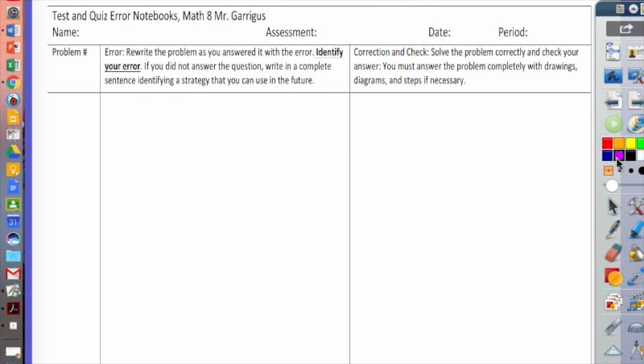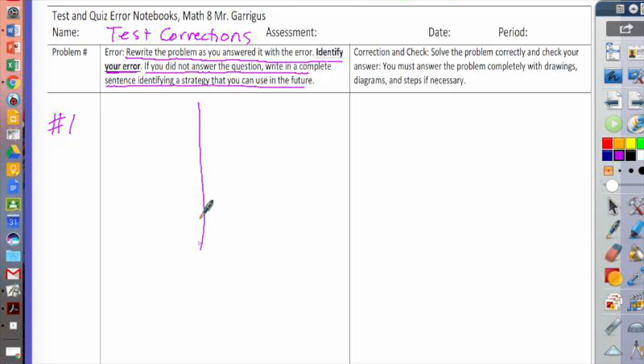And here what we are going to do is test corrections, and the test corrections are for half credit. You would put your problem number, rewrite the problem with the error that you made, and identify your error. Why did you answer the way you did on your Illuminate test? You'll need to completely write the problem down.